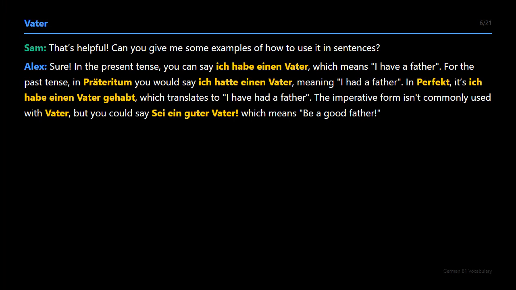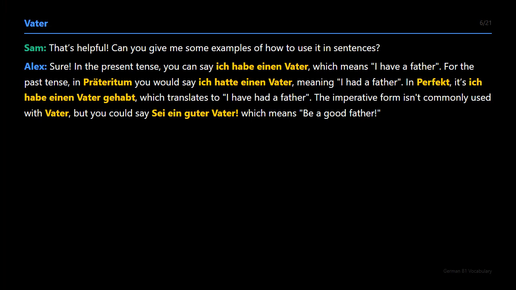Meaning I had a father. In Perfekt, it's Ich habe einen Vater gehabt, which translates to I have had a father. The imperative form isn't commonly used with Vater, but you could say, Sei ein guter Vater, which means be a good father.